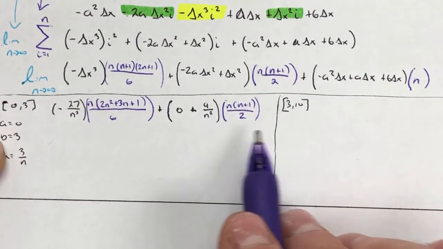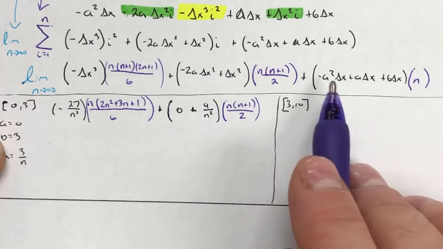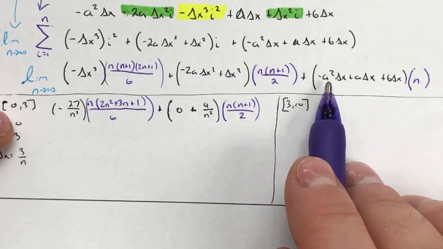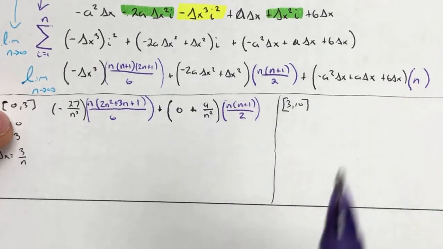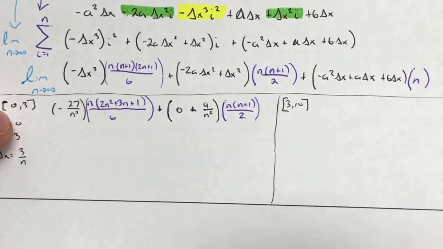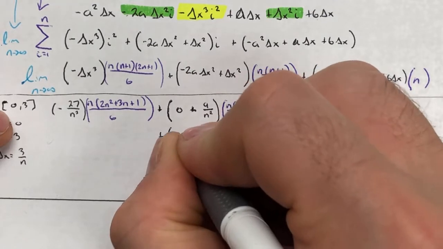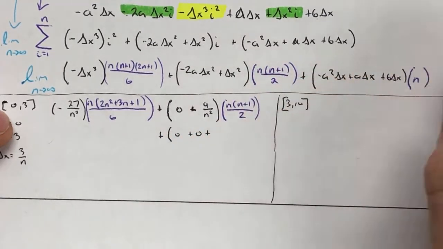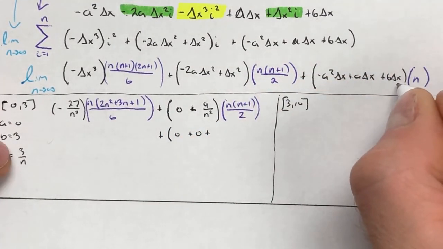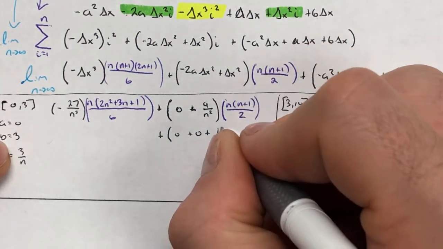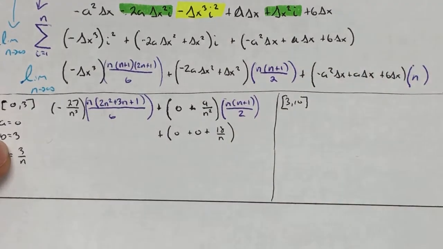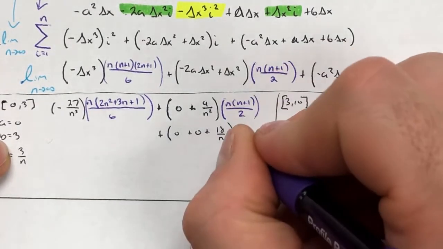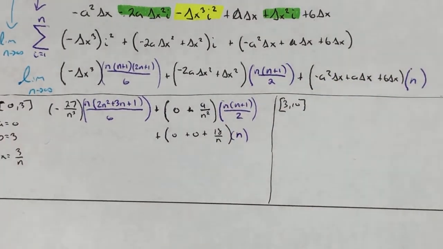Okay, so I probably should have left a little more space or written a little smaller. But I notice, again, if my a term cancels, I'm only dealing with 6 times delta x times n. So I'm going to put 0, 0, 6 times delta x, which is 6 times 3 over n, 18 over n, times n. Okay?